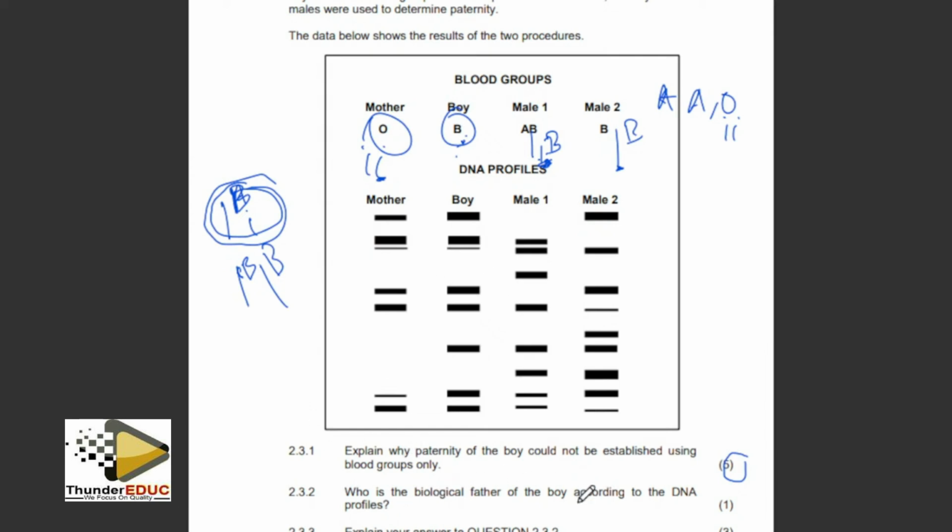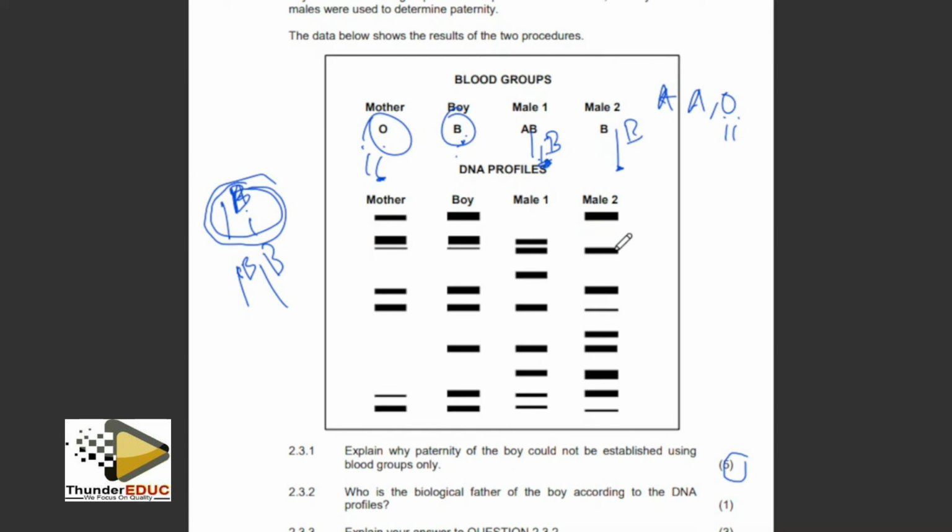Who is the biological father of the boy using the DNA profile? Now you have to check and see. You will see that it is this and this. You will see that it is male 2. Give a reason: because the remaining bands of the DNA profile match with male 2. The remaining ones must match. If there is one which is not matching, then automatically it's not the father. Might be a relative, but might not be the father.